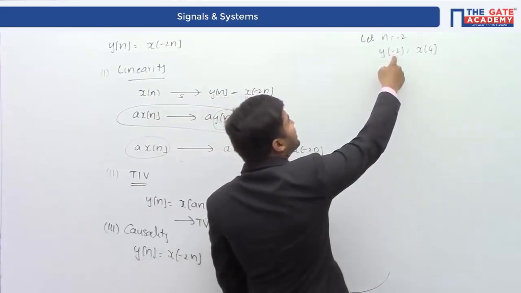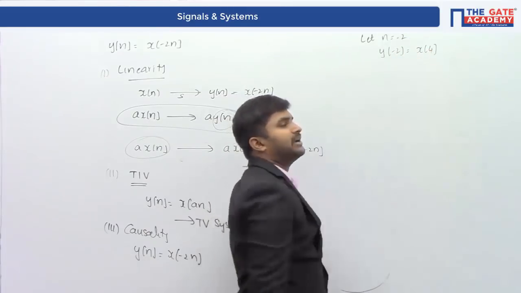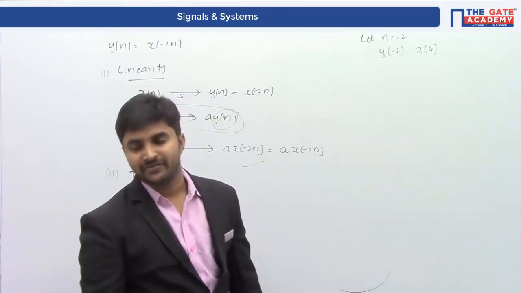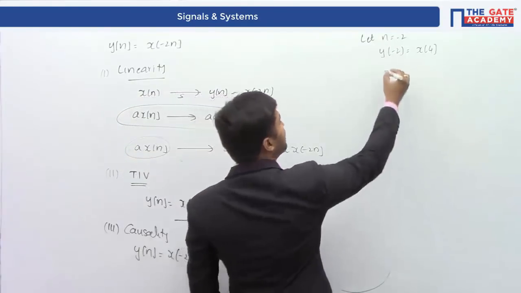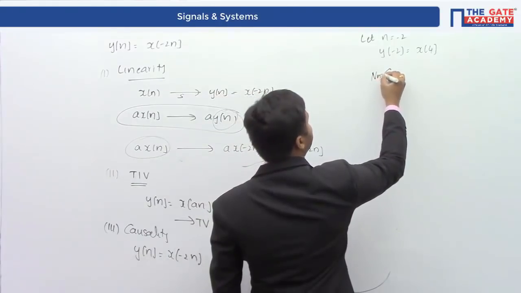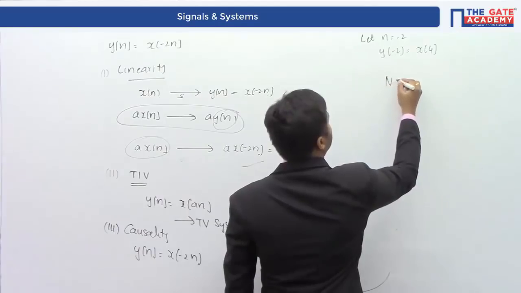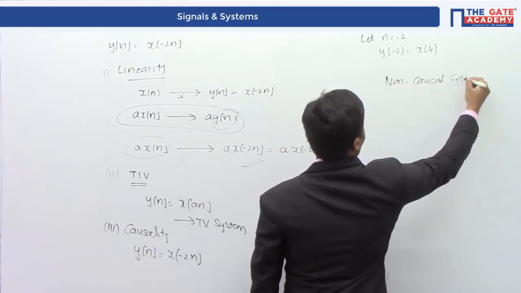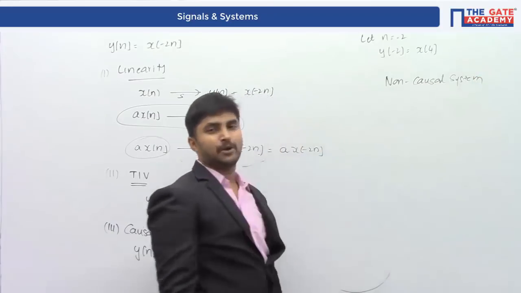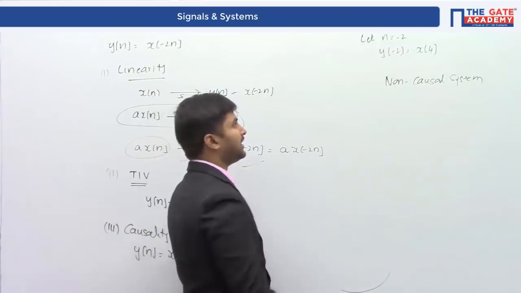At the instant n equal to minus 2, it depends upon the future value of the input. It means that it is going to be a non-causal system. So the causality property fails here. Next one is about stability.